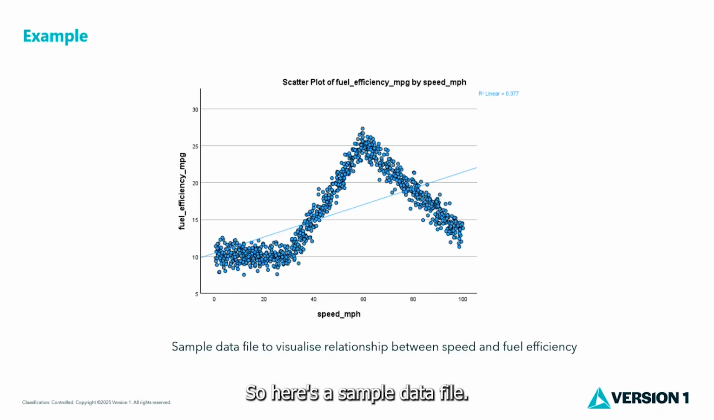So here's a sample data file, and we're looking at the relationship between speed and fuel efficiency. And when you look at this, it's clearly not linear. And what you notice is around 30 miles an hour, suddenly fuel efficiency increases as speed increases. And then around 60 miles an hour, fuel efficiency starts to decrease. So clearly a non-linear relationship.